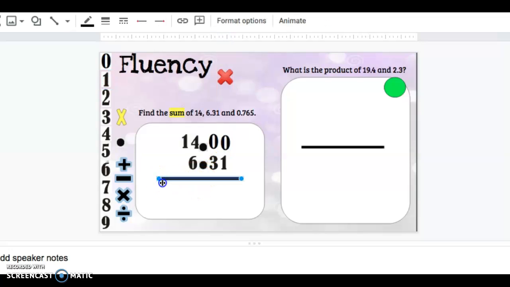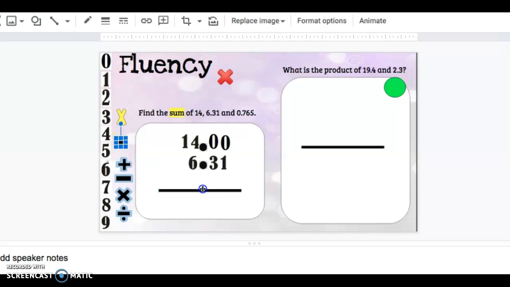Let me move my bar down a little bit so I can place my 765 thousandths. So again, I place my decimal point lined up. I put my 0 underneath my 6. Put my 7 in the tenths place under the 3. My 6 in the hundredths place underneath the 1 in the hundredths place. And then you have the 5 in the thousandths place, so I'll put my 5.